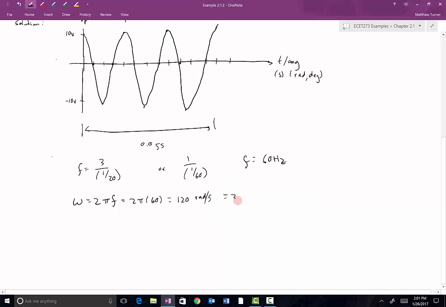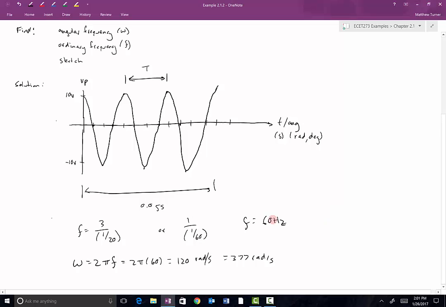Sometimes people write that as 377 radians per second, so that is the AC frequency in radians per second of the North American electric grid. So that gives us our frequency information and our angular frequency information. The last thing we were asked to do was annotate this graph with time and angle. So we started doing that a little bit.